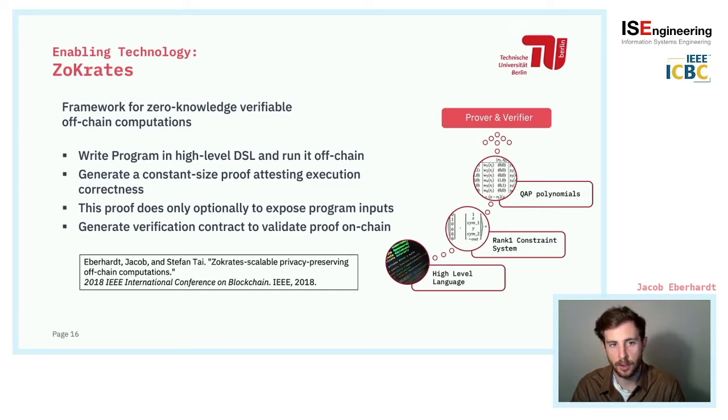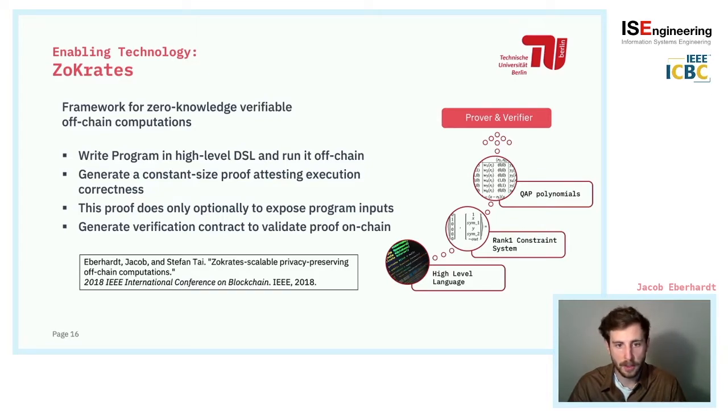Then you can generate a constant size proof, or rather short proof, that attests that your execution that was performed off-chain happened correctly. And then you can send this proof to the blockchain, and the blockchain will verify that your computation actually happened correctly. What's so special about these proofs is that you can optionally hide inputs to your program that were used in proof generation, and they do not have to be exposed to the blockchain for validation.